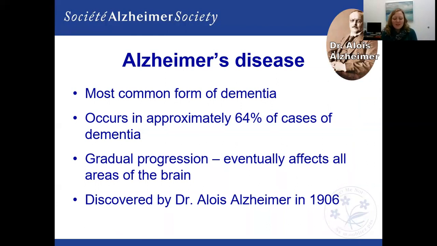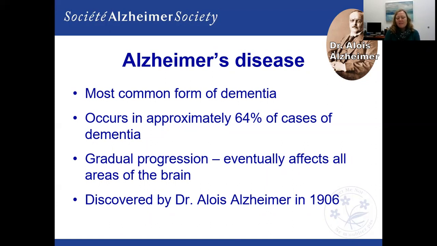Thanks, Sally. So we're going to take a closer look at the most common form of dementia, which is Alzheimer's disease. Alzheimer's disease accounts for between 60 and 80% of all cases of dementia. And although the onset is gradual, Alzheimer's disease eventually affects all aspects of a person's life, including their cognitive abilities, their emotions, their moods, behavior, and the ability to carry out daily activities like eating and grooming.